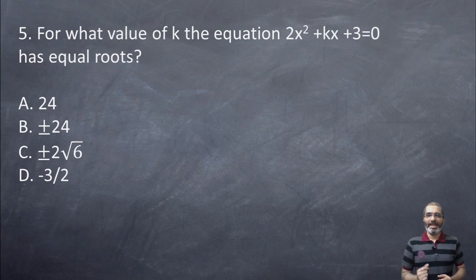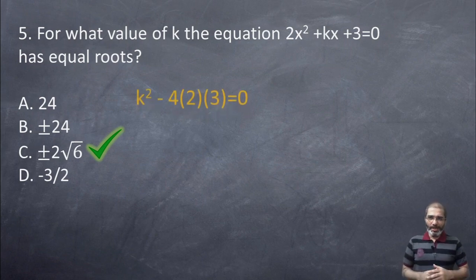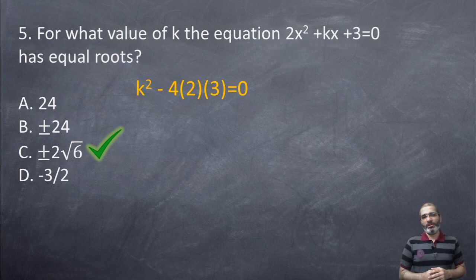Okay, time up, students. The correct answer is plus or minus 2 root 6. Now the condition is equal roots. So what is the condition of equal roots? b square minus 4ac equal to 0.